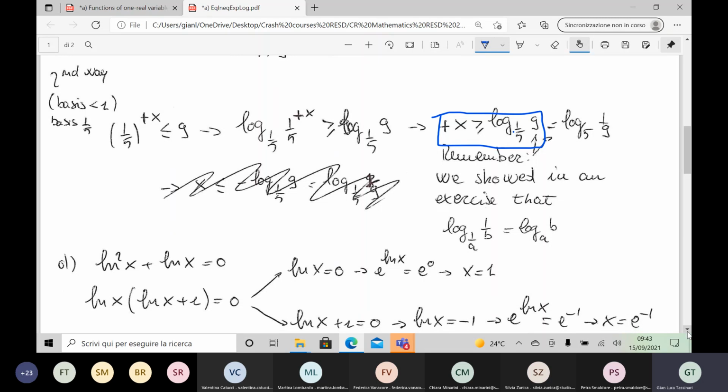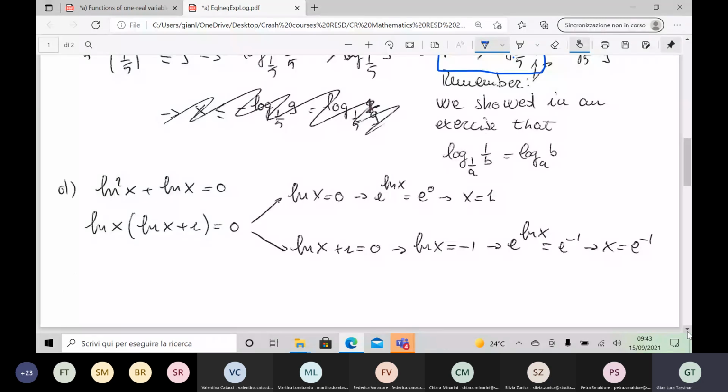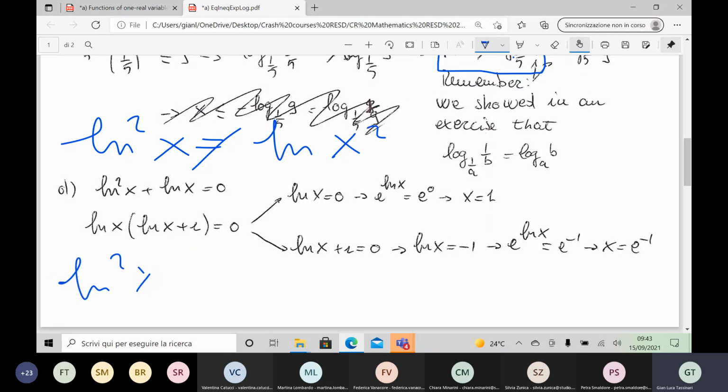Now we're going to look at some logarithmic equations and inequalities, but a few examples. Suppose you have this equation to solve, guys. ln square of x plus ln of x. Guys, please, ln square of x is different from ln of x square. In particular, ln square of x means that all the logarithm is inside parentheses, and you cannot write 2 logarithm of x. This is different, okay?